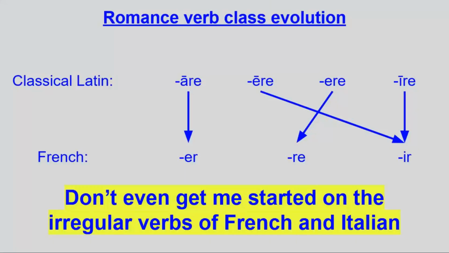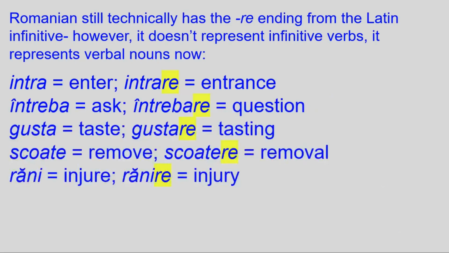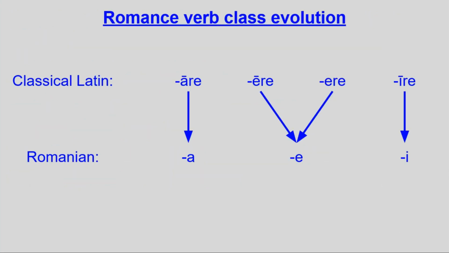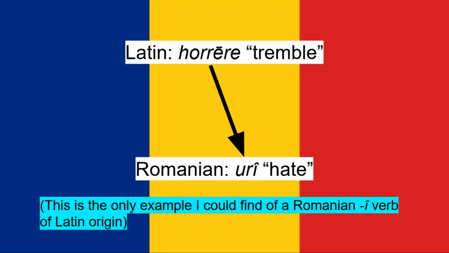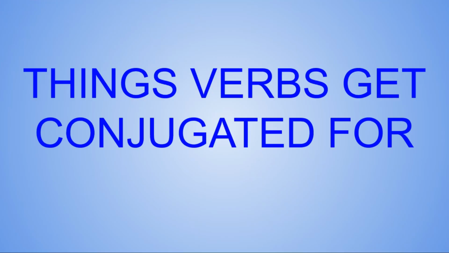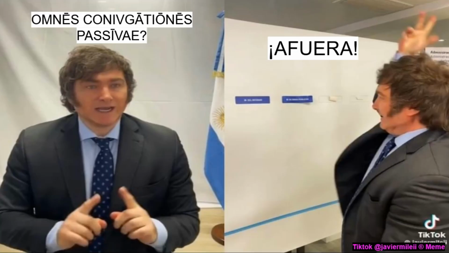French also, along with Italian, developed plenty of irregular verbs with regards to classes, but I'm not going to talk about all that here. But Romanian did a lot with verb classes. First off, the -re endings from the Latin infinitive are now used in Romanian as the verbal noun. In the actual infinitives, they're basically just cut off. Therefore, Romanian infinitives have the basic tripartite split of a, e, and i, but they also added a new ending, -i, mostly from Slavic loanwords, but also at least one Latin verb, horrere, evolved into Romanian as urî. So now about conjugations. The good news is that all the passive conjugations just disappeared.